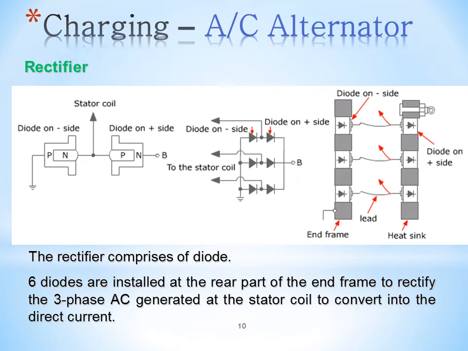Rectifier. The rectifier comprises diodes. 6 diodes are installed at the rear part of the end frame to rectify the 3-phase AC generated at the stator coil and convert it into direct current.